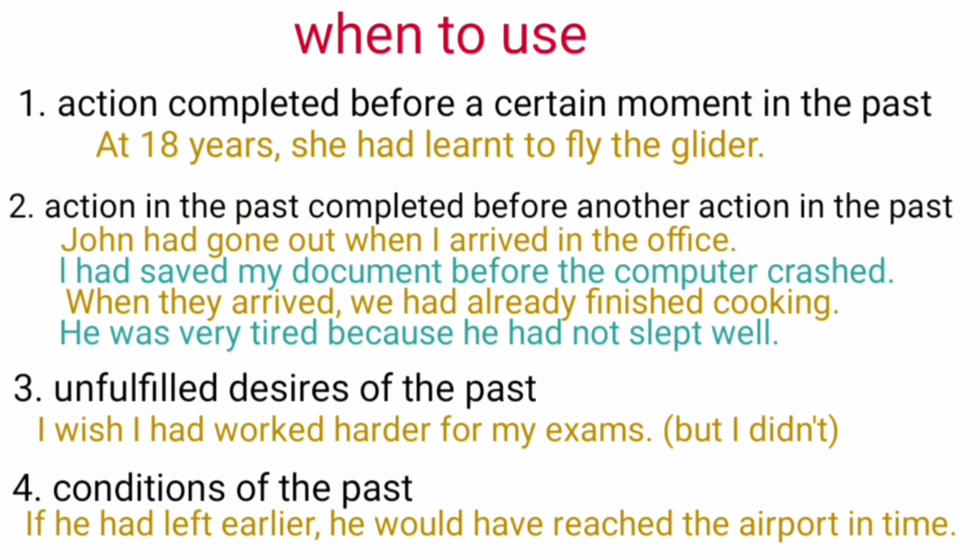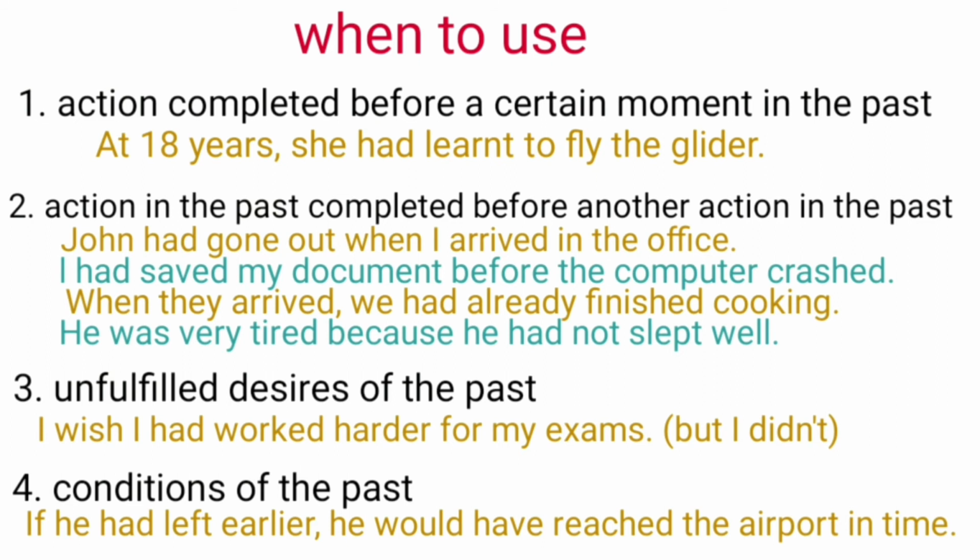When they arrived, we had already finished cooking. Here also, cooking is finished before they arrived. That's why we had already finished cooking is expressed in past perfect tense. Next example is, he was very tired because he had not slept well.